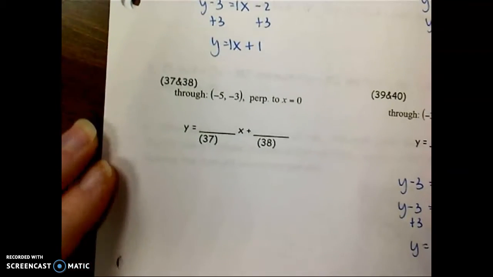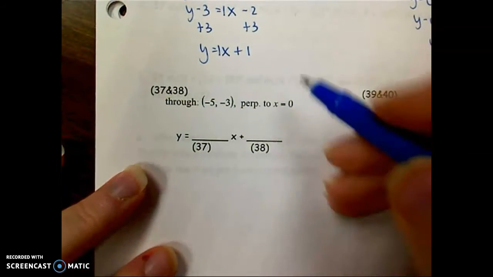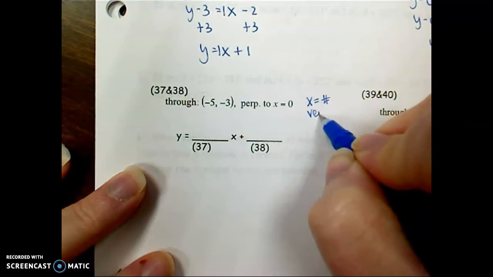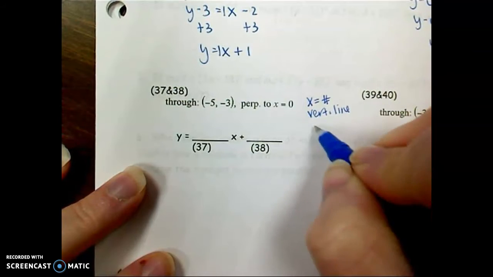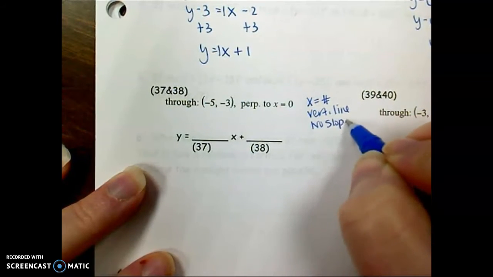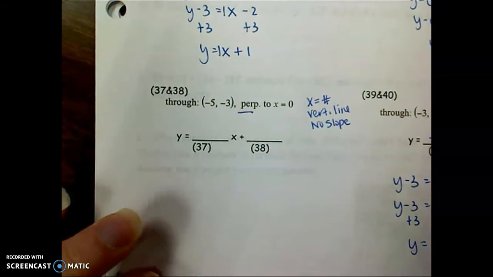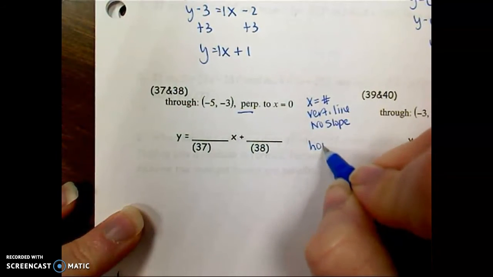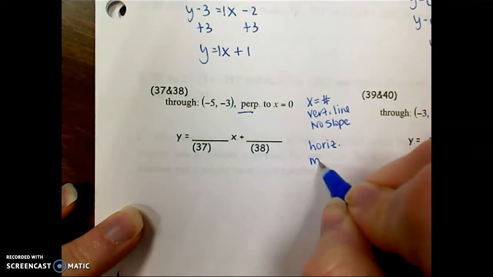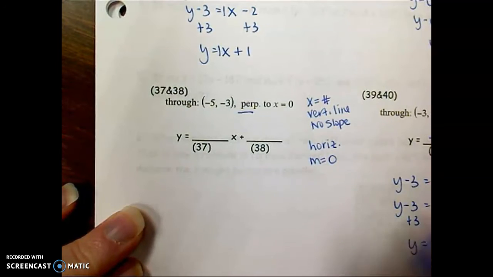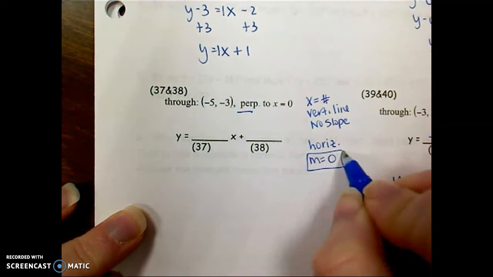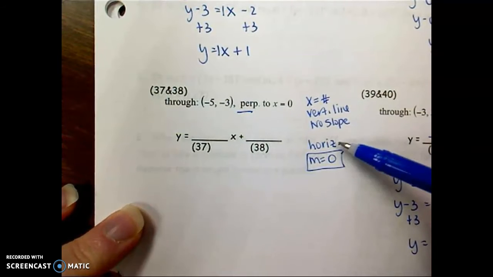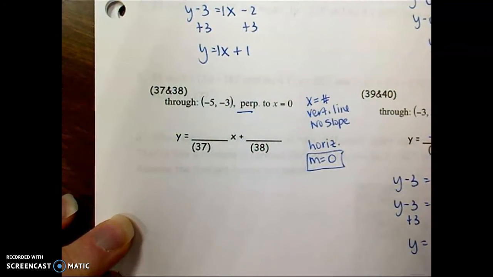I want to go ahead and work this one with you. Remember, anytime you have x equals a number, this is a vertical line. Vertical lines have no slope. But we want to be perpendicular to that. So perpendicular to a vertical line is a horizontal line. Horizontal lines have a slope of 0. So that's what we're going to be using, a slope of 0. Since we want to be perpendicular to a vertical, we are a horizontal line with a slope of 0.